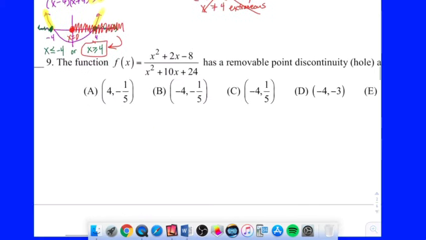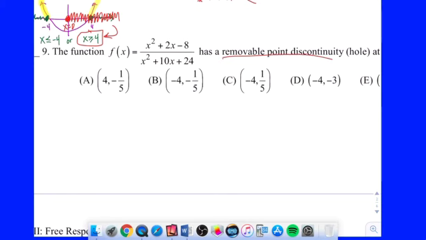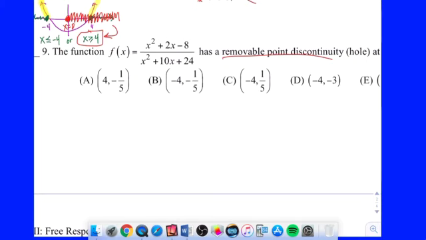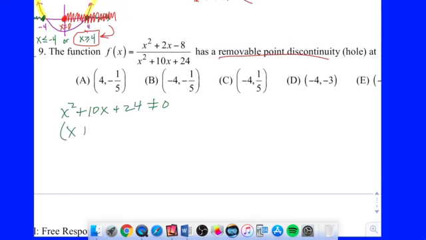All right, and then the last one here, removal of point discontinuity. Kind of shocked at how few people remembered that. Remember, you could take your denominator here. It's a rational function. It's a polynomial over polynomial, and you could factor it. Factors of 24 that add up to 10, x plus 6, x plus 4. So we know that x cannot equal negative 6 and negative 4. Those are both going to be discontinuities for sure, right? How do we know if they're holes or VAs?